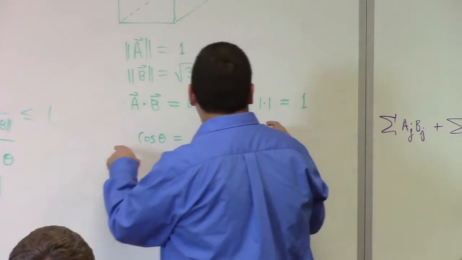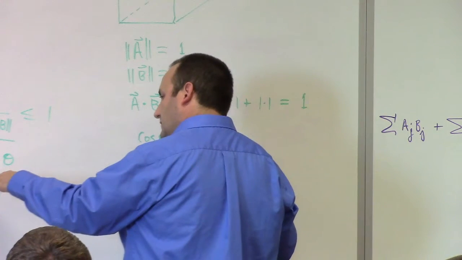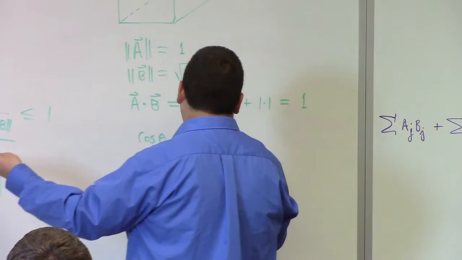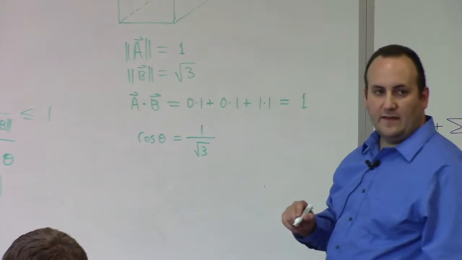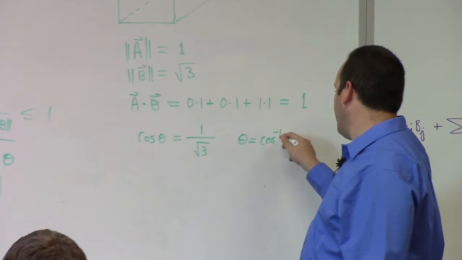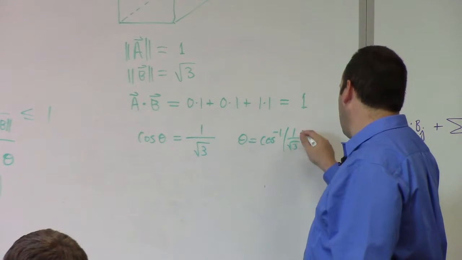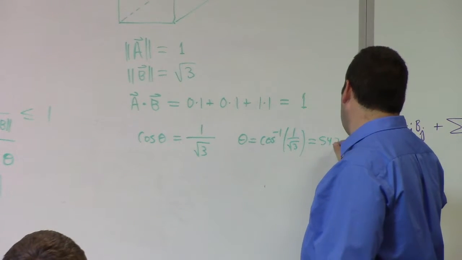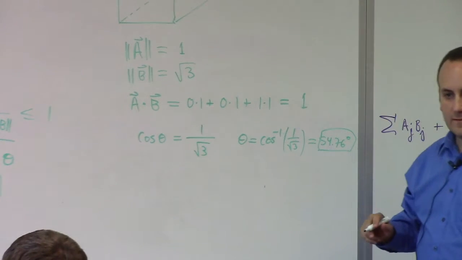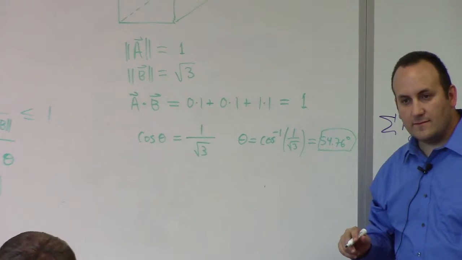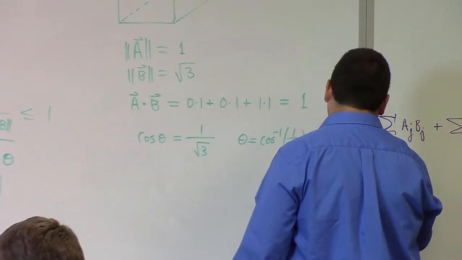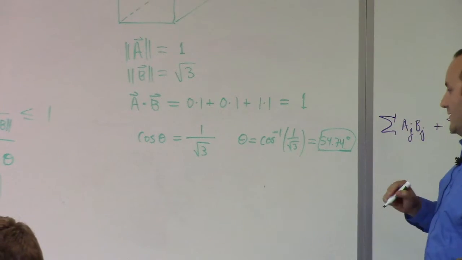Cosine theta then would be equal to what? It would be equal to a dot b, which was 1, divided by what? Square root of 3. Now you can take the inverse cosine to get 54.76 degrees. Am I right? Was it 56? 54? Okay.